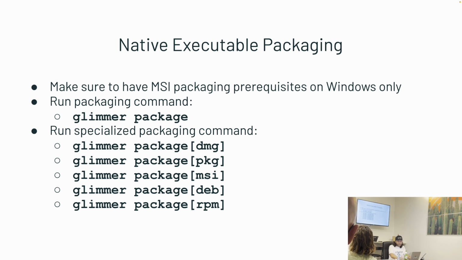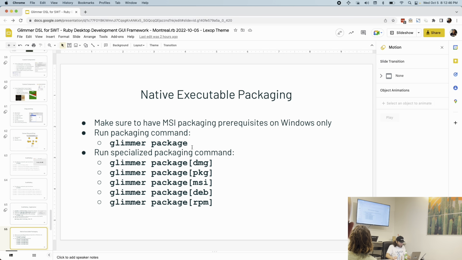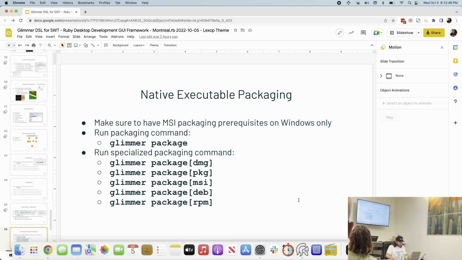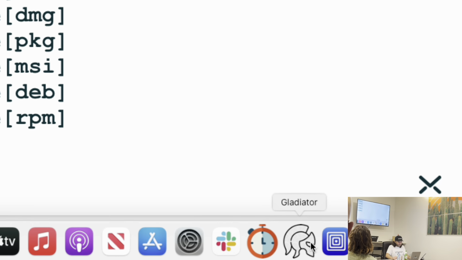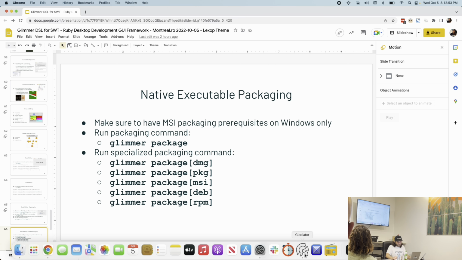But the next most interesting part is how do we package the app as a native executable and give it to people so that they can install it on their machine. For example, when I launch Gladiator, I have an icon for it here. I can just click on this icon. That's how I launch it. So how do we install that icon? How do we provide an app like that?